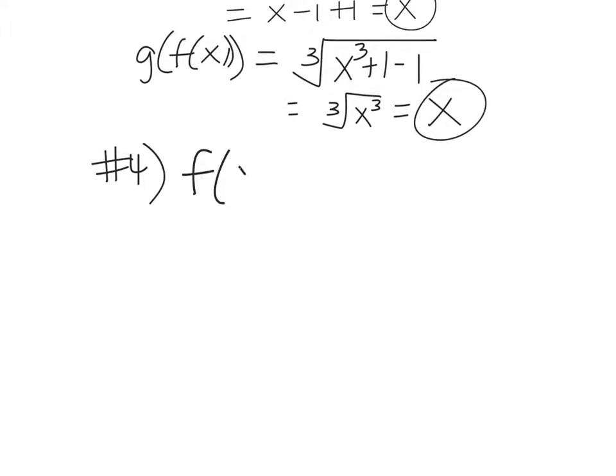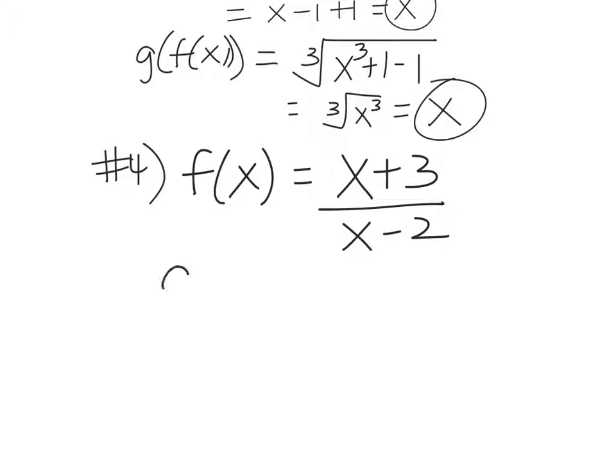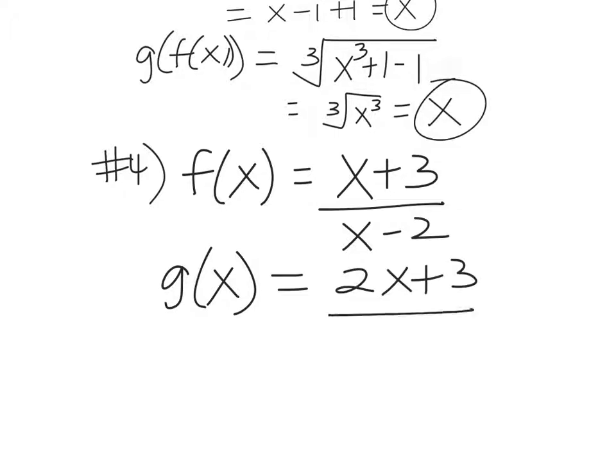f of x equals x plus 3 over x minus 2. And g of x is equal to 2x plus 3 over x minus 1. Now, those don't even look like inverses to me. They look like totally different functions, right? So we have f of x is x plus 3 over x minus 2, and g of x is 2x plus 3 over x minus 1. And we have to verify.